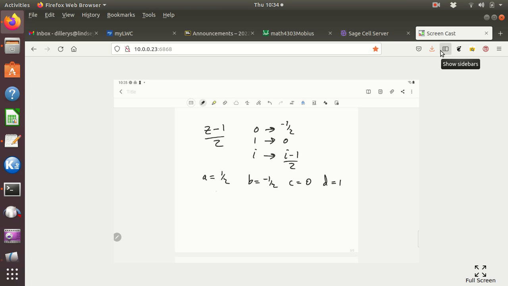So according to that, I would have 1/2 Z minus 1/2 divided by 0 plus 1. But that's pretty easy to see that that is indeed Z minus 1 over 2. So this code is working and giving me the right coefficients for my Mobius transformation. So there we go. We'll call that good on that.